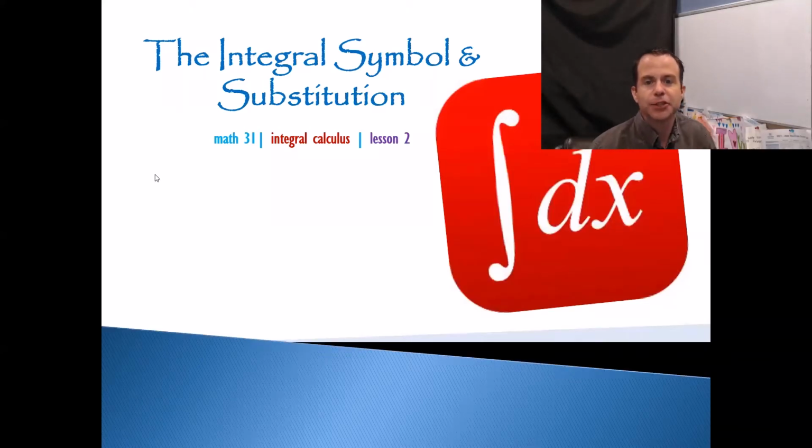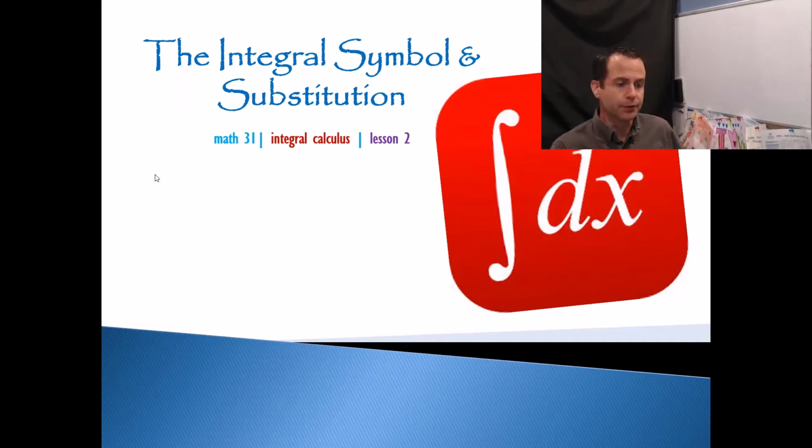Hey, my mathematical geniuses. Welcome to lesson 2 of our last unit, integral calculus. Yesterday was kind of a long one, and it was because I did 6.1 and 6.2 together. So now we're on 6.3 for lesson 2, which is going to deal with the integral symbol and substitution.